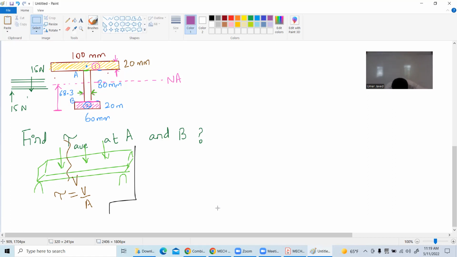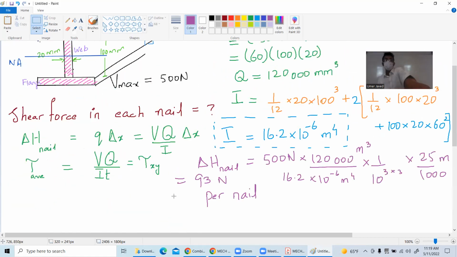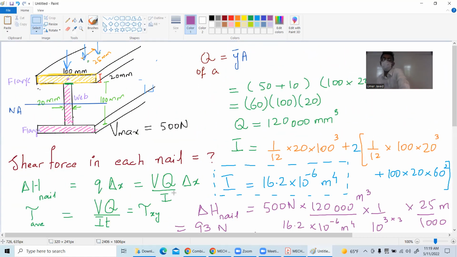Now why don't you solve this question? By the way, before you start, can anyone answer how someone gave me Vmax is equal to 500 Newton in this question? How did they give me this 500 Newton? It's given in the question. Yeah, but how? If I give you a practical problem, would you be able to figure out the Vmax in an exam?